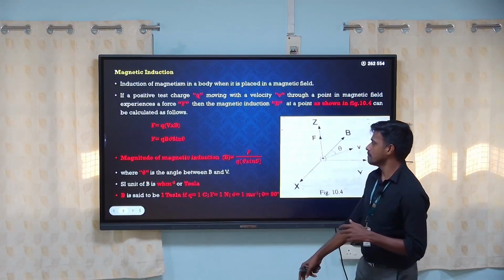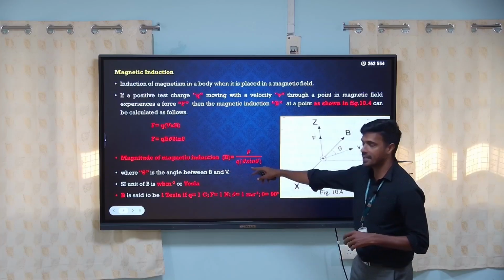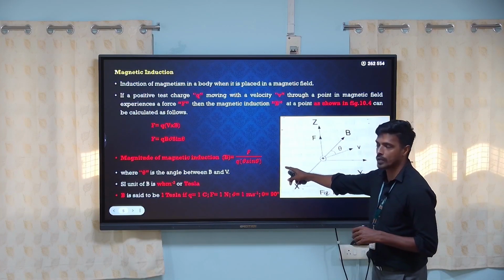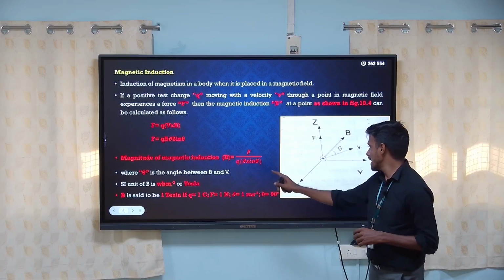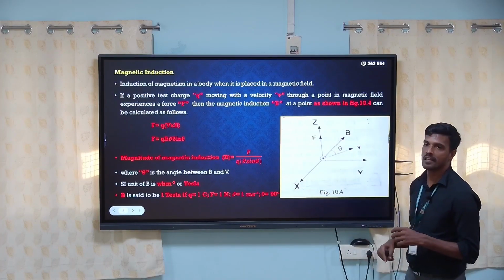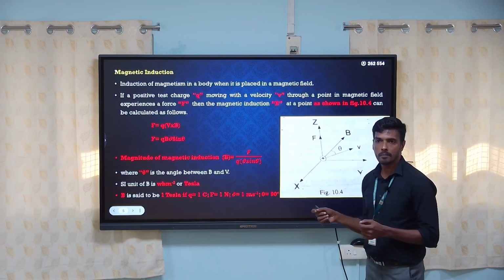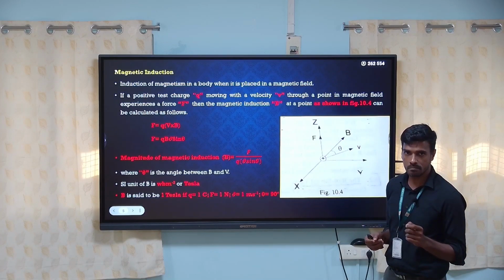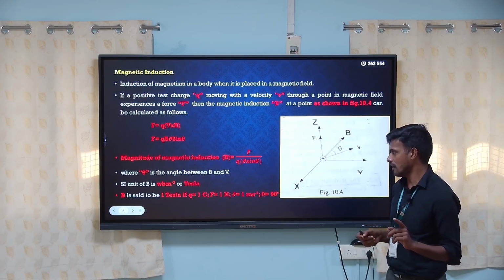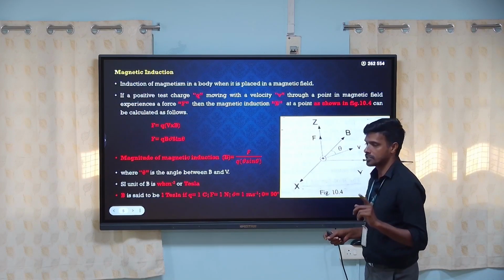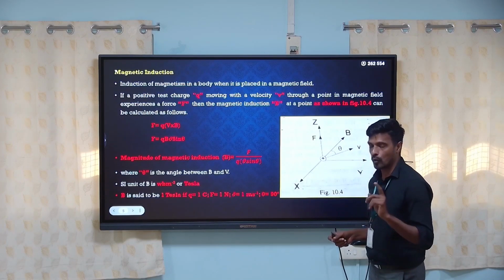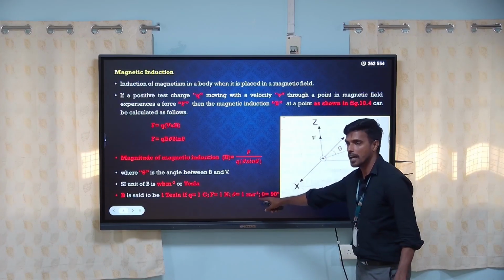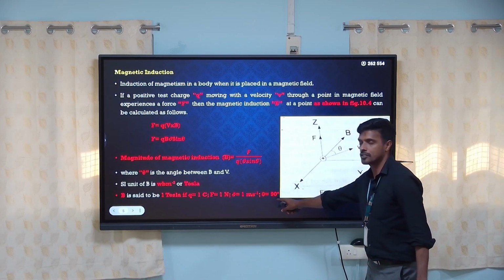So from this you can derive the magnitude of magnetic induction. Magnetic induction B is F divided by Q v sin theta, where theta is the angle between B and v, and its SI unit is Weber per meter square or Tesla. The magnetic induction B is said to be 1 Tesla if the charge is 1 coulomb, the force is 1 newton, the velocity is 1 meter per second, and theta is equal to 90 degrees.